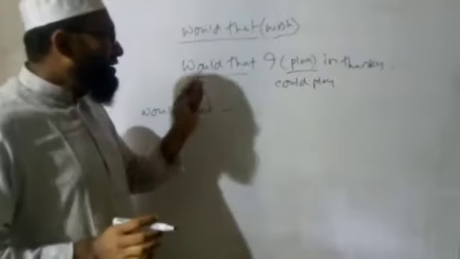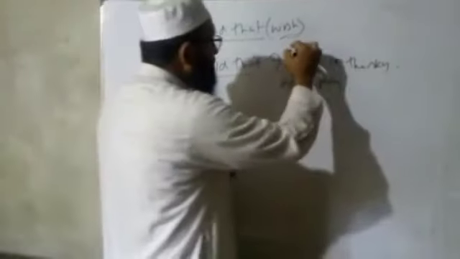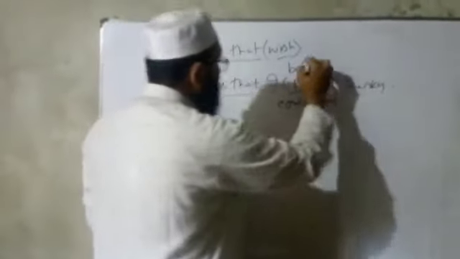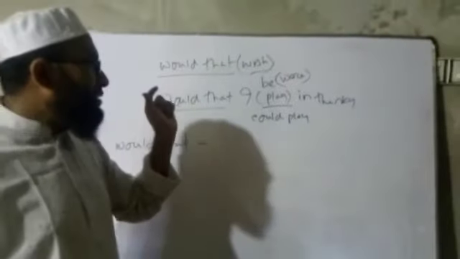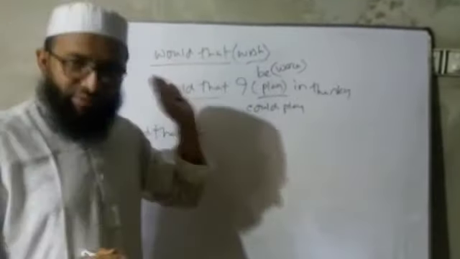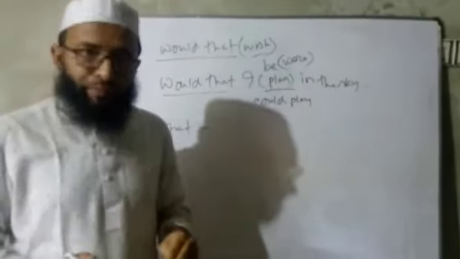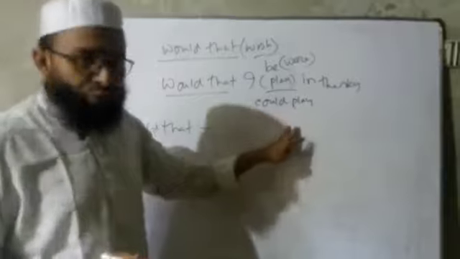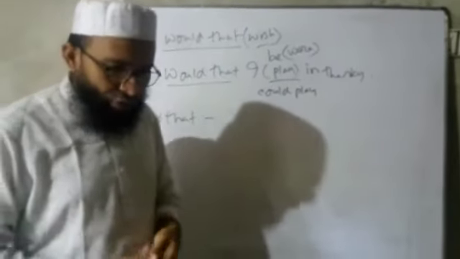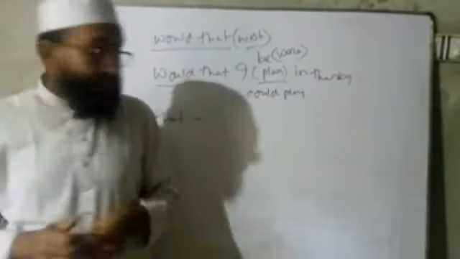There is another rule. If there is any be verb, then it will be were, because a wish indicates if. If there is any wish, then the be verb will be changed into were. Got the point? I hope, dear learners, you came to know this.